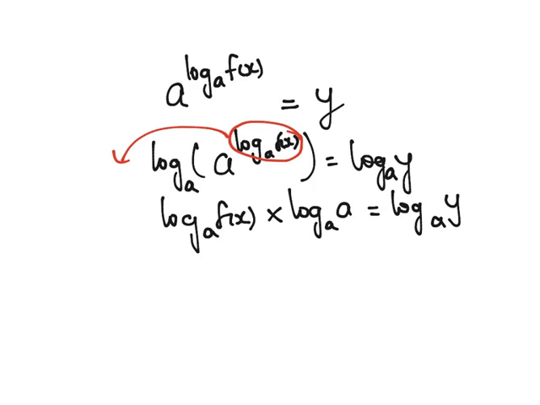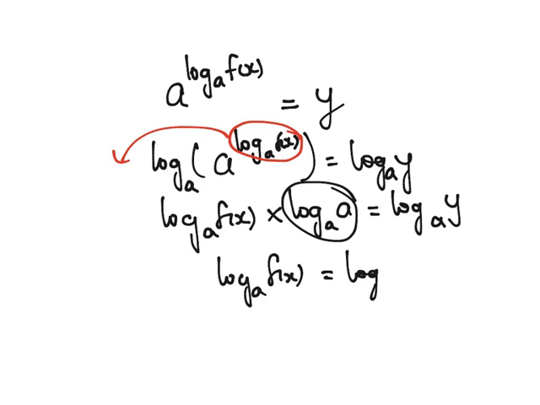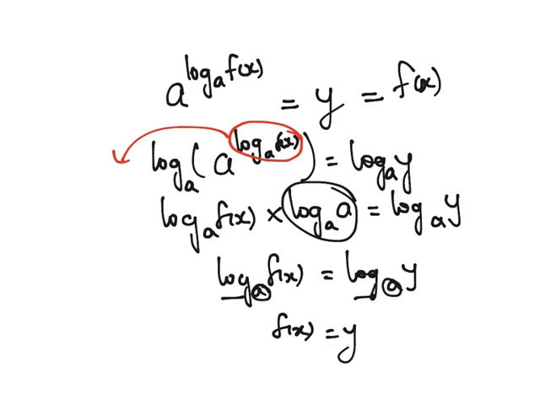Okay, now we know that log a to the base a is actually 1. So I will get log f of x to the base a equal to log y to the base a. Now we know that since both of them are logarithm and the bases are same, f of x has to be equal to y. So basically this y is nothing but f of x.